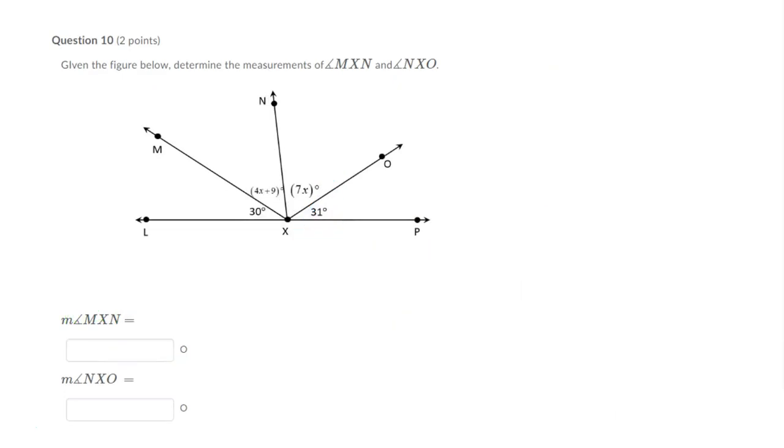Now you had a very similar figure here. It's slightly different lettering and things like that, where you're given this setup and you're asked to find the measurements of angles MXN and NXO. Well, one of the first things you have to notice is that, usually when we look at supplementary angles, we just say two angles are supplementary. We don't usually say 3, 4, 5 together are supplementary.